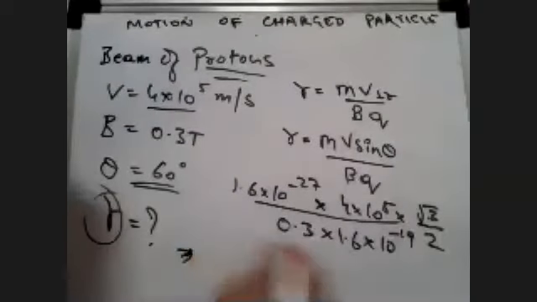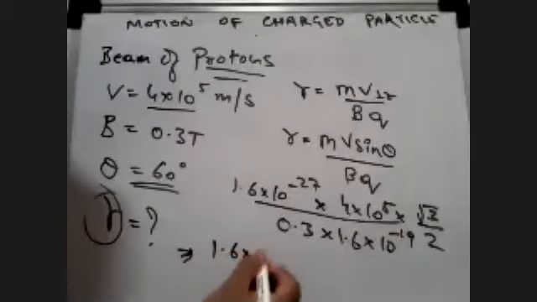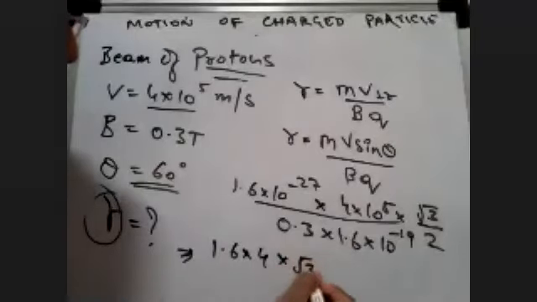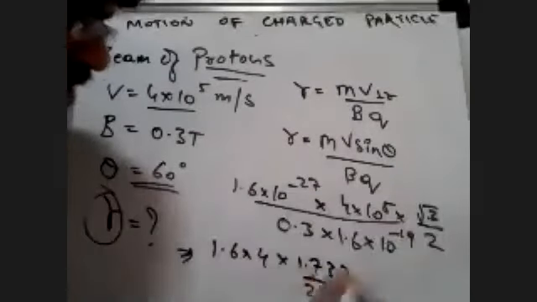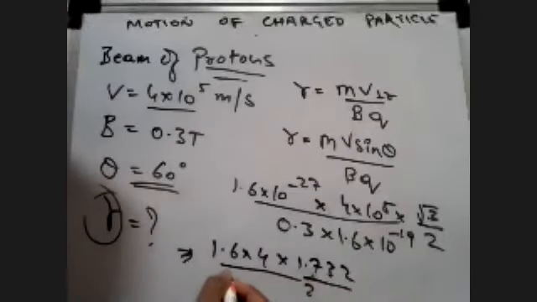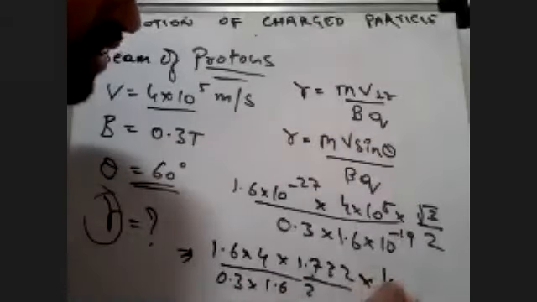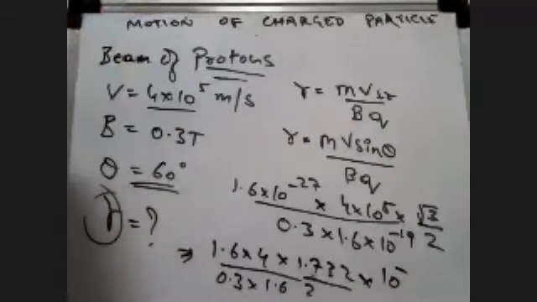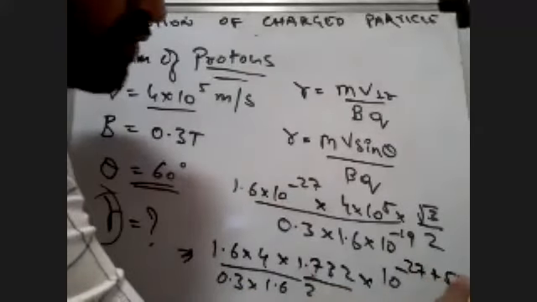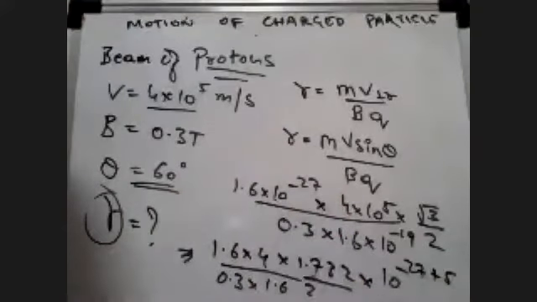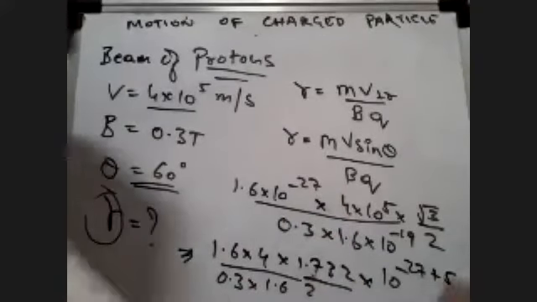So now, students, calculate this. How will you calculate this? Take all the terms: 1.6 here, 4 here, root 3 by 2 here. You know root 3 is what? 1.7 something. And it is going to be 0.3, 1.6. Take 10 over here and just add everything: minus 27 plus 5. Take the minus 19, which is down below, it will become plus 19.